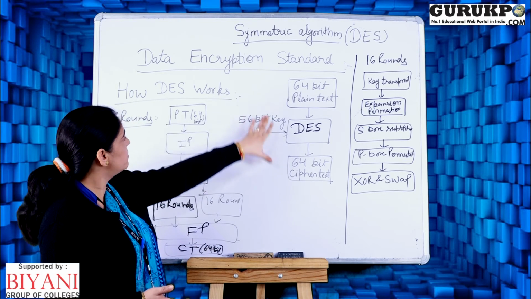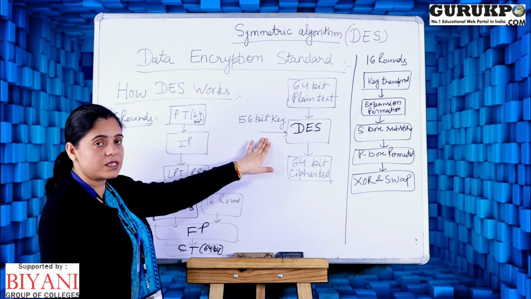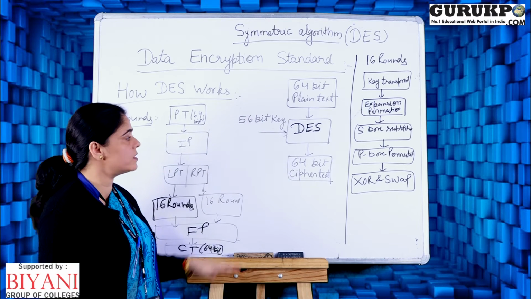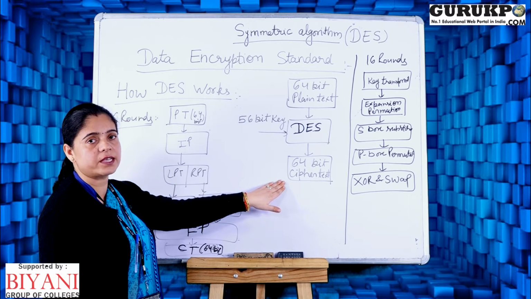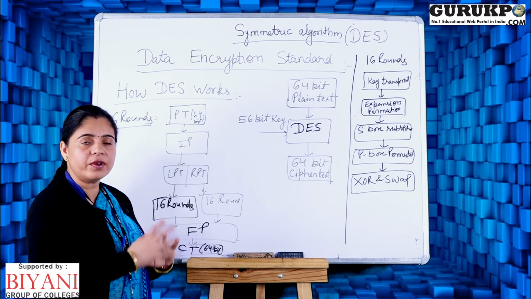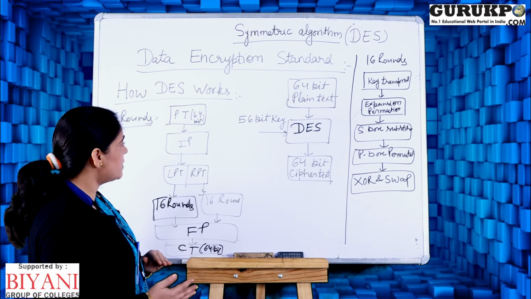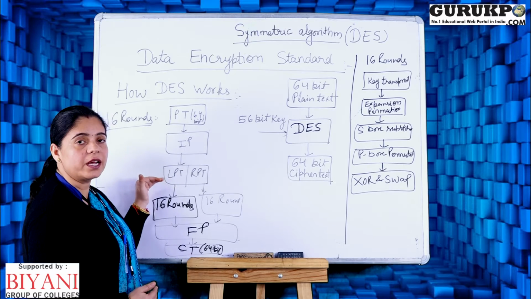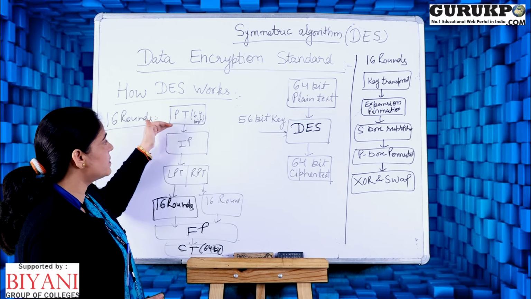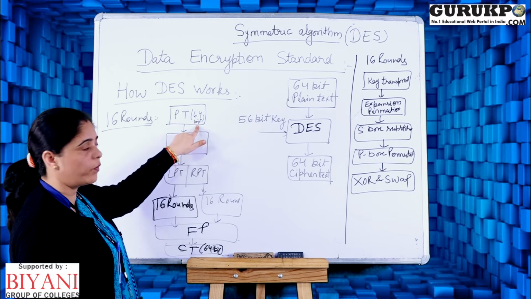So actually DES works like this: 64-bit plain text, 56-bit symmetric key, meaning there is only a single key for the whole encryption process, and a 64-bit ciphertext will be generated. In every DES there are 16 rounds, and the 16 rounds will be performed on the left plain text and the right plain text. So initially the first step is the plain text, PT. The size of the plain text is 64-bit.